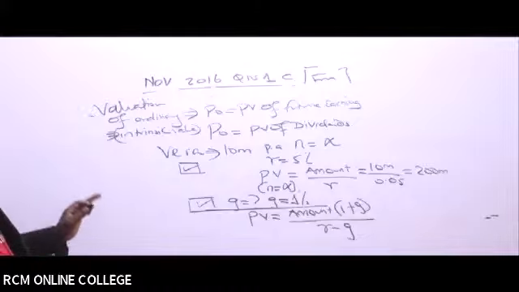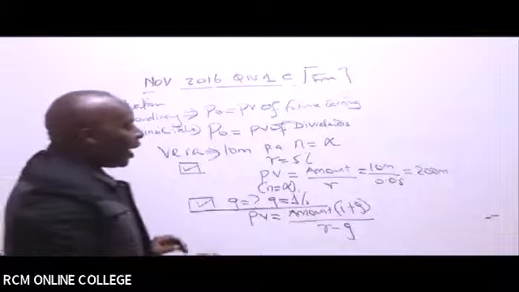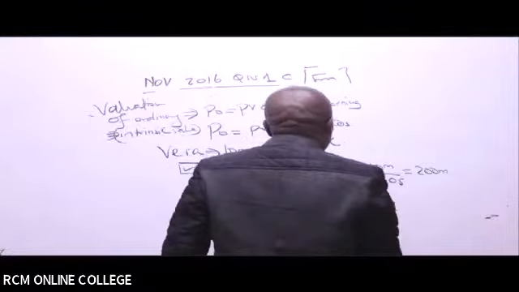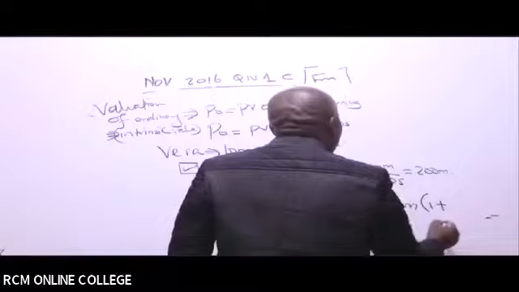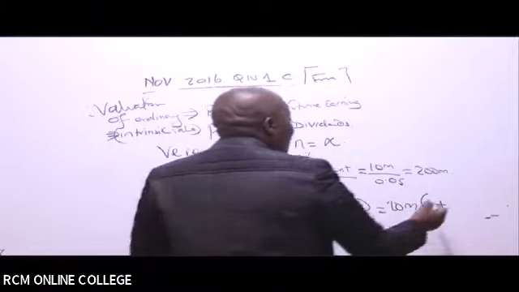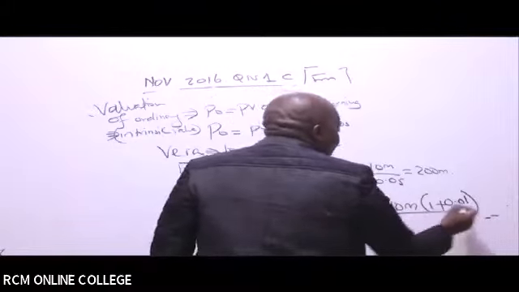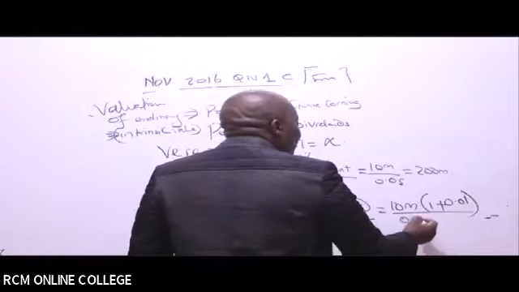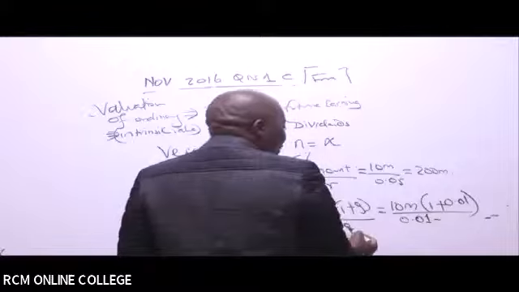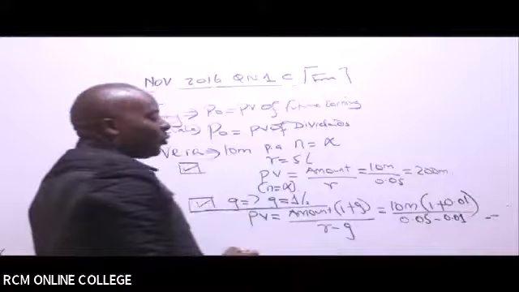So if there is a growth rate, ladies and gentlemen, this is how we shall handle the growth rate scenario. The amount is 10 million into 1 plus growth rate, and the growth rate is 0.01, all over R, the required return or cost of capital, which is 5%, minus the growth rate. So 0.05 minus 0.01. Here you have to be very careful.